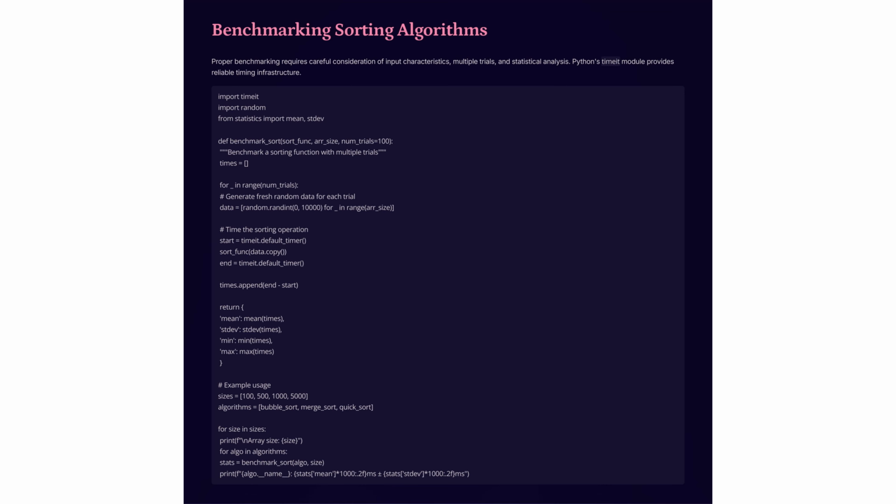Proper benchmarking of sorting algorithms involves analyzing input characteristics, conducting multiple trials, and performing statistical analysis. Python's timeit module is essential for reliable timing. By generating random data and timing sorting operations, we can calculate mean, standard deviation, minimum, and maximum times, providing a comprehensive performance overview for algorithms like bubble sort, merge sort, and quicksort across various array sizes.